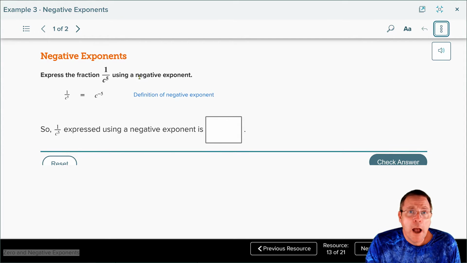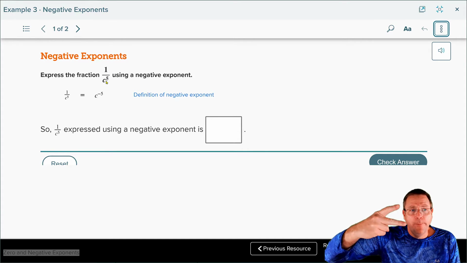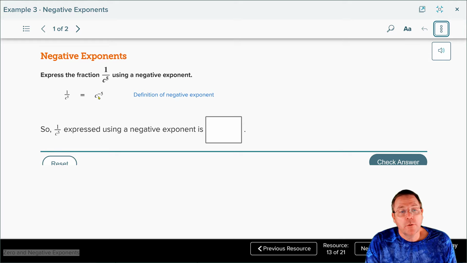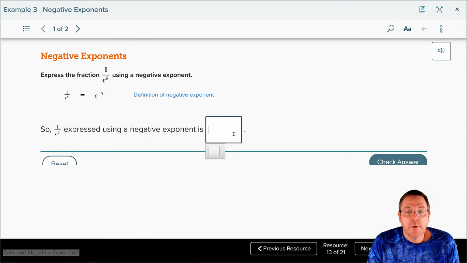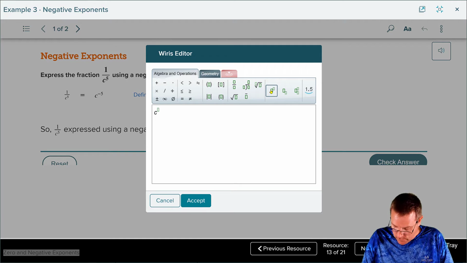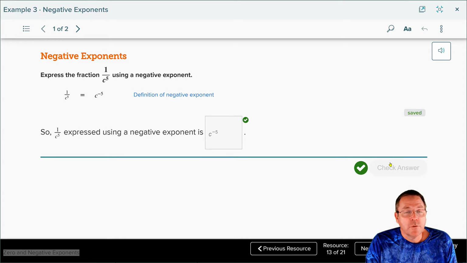So, how would we go the other direction? Well, if it's 1 over c to the 5th, all we have to do is pop it back up to where it's c over 1 to the negative 5th, also known as just c to the negative 5th. So when you do that one, what's your final answer going to be? Well, it's going to be c exponent negative 5. Accept, and check. So it's just going backwards from the way we did the previous problem.